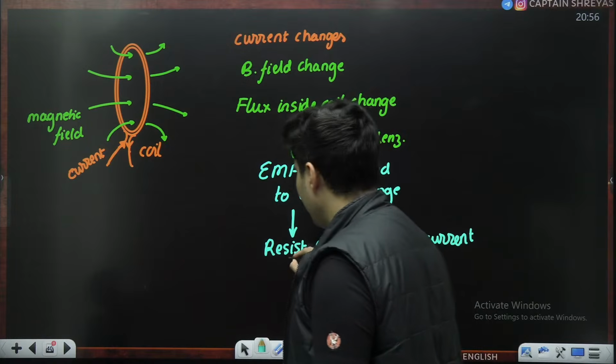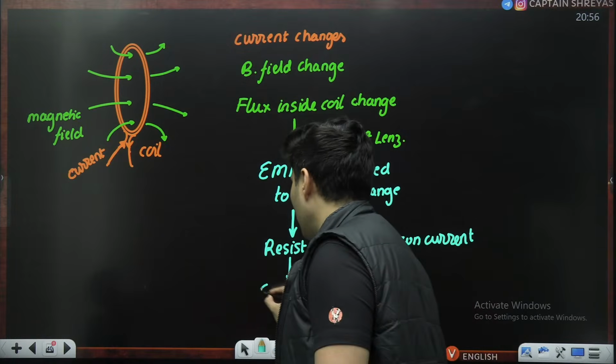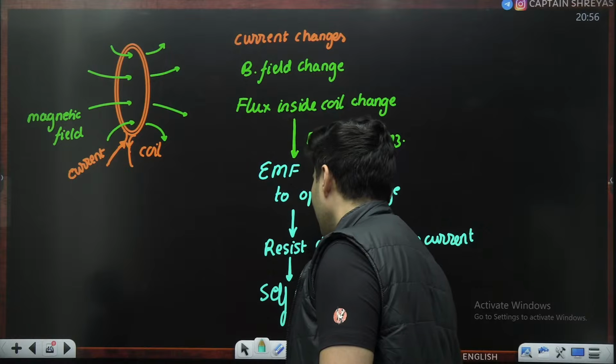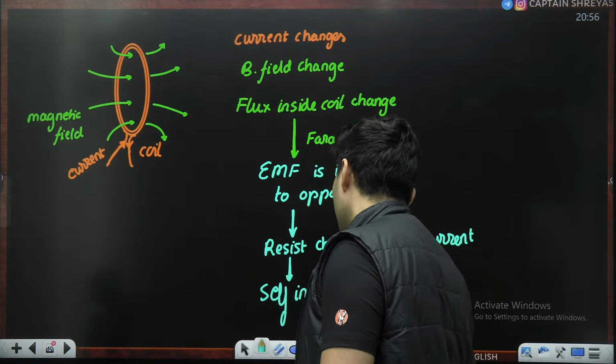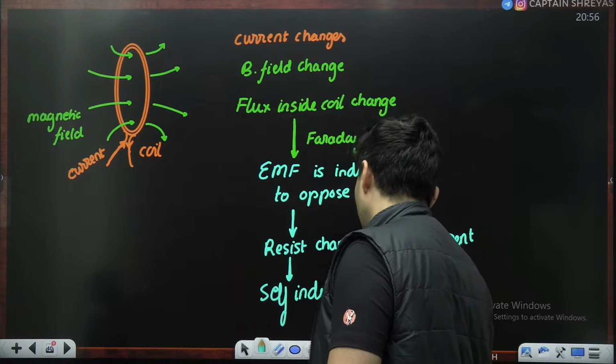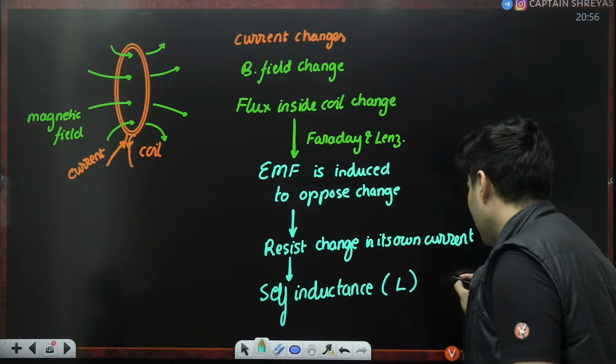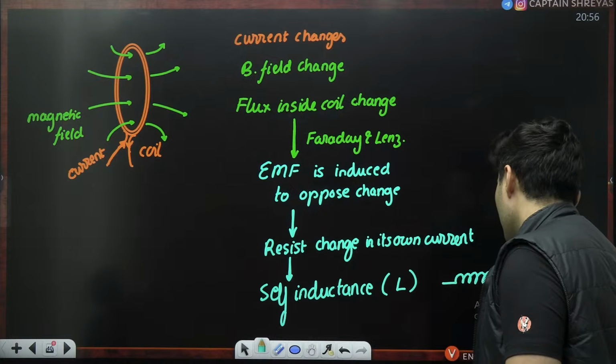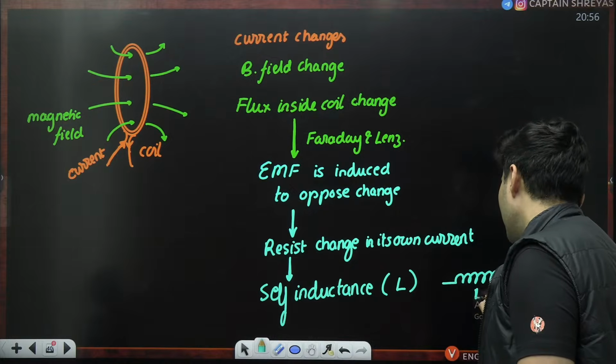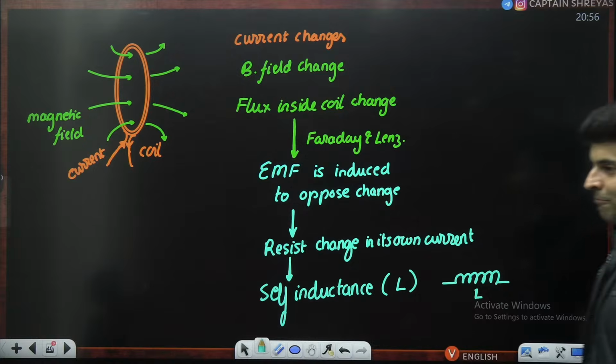This property is basically called self-inductance. This is called self-inductance, given by the symbol L, and the symbol for that is just a coil like this with the inductance mentioned over here.